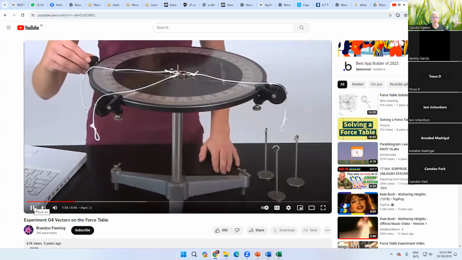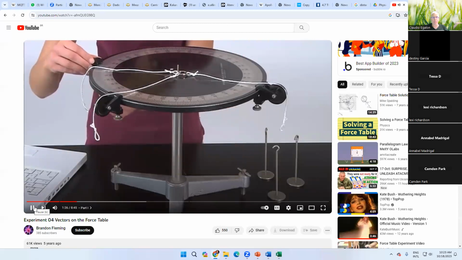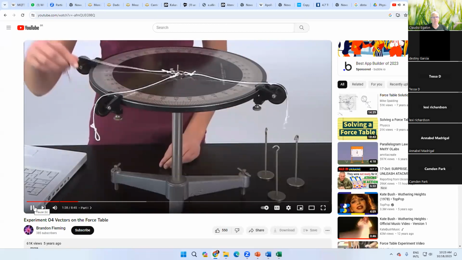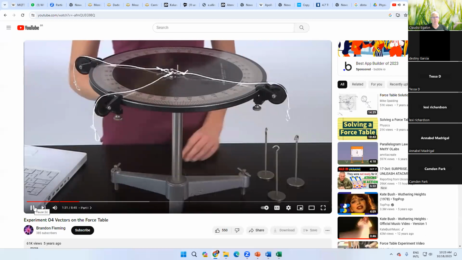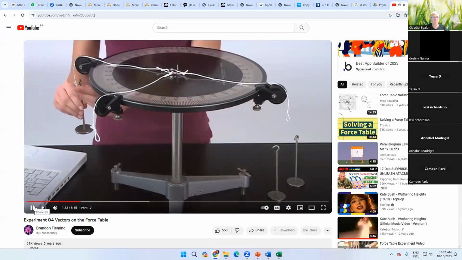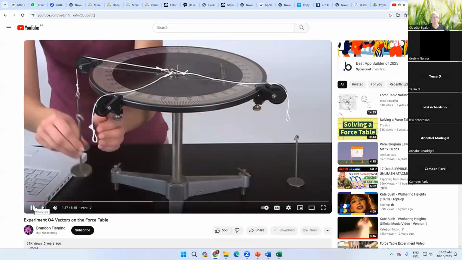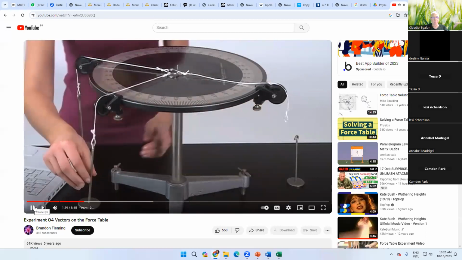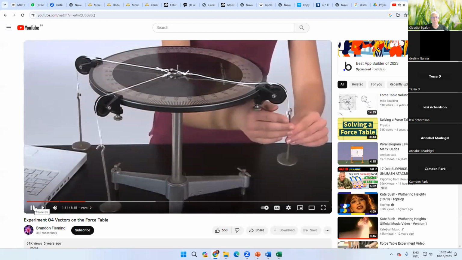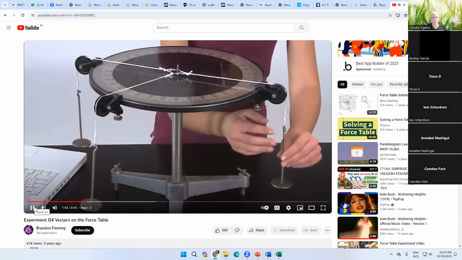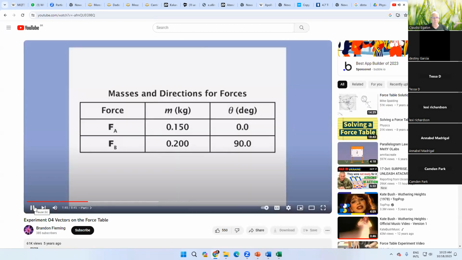Attach 3 pulleys to the force table and 3 strings to the ring. Hang a 50-gram mass hanger from each string. Label the pulleys and their associated hangers A, B, and E. The weights of masses hanging from the strings will exert forces on the ring in the directions of the pulleys. Record the masses and directions for the forces that will be applied by hangers A.